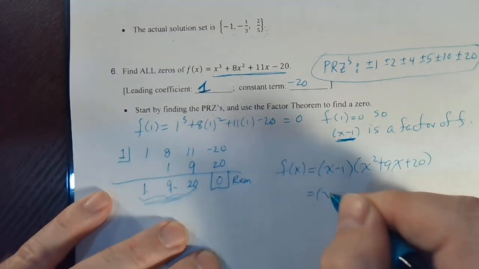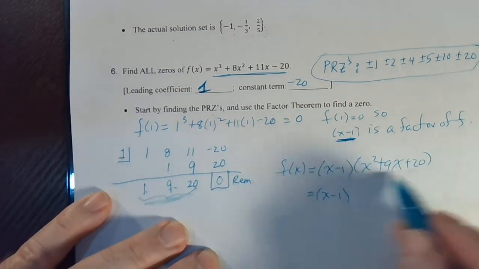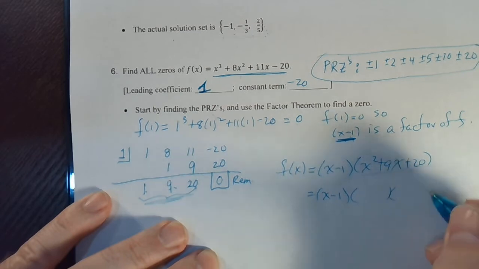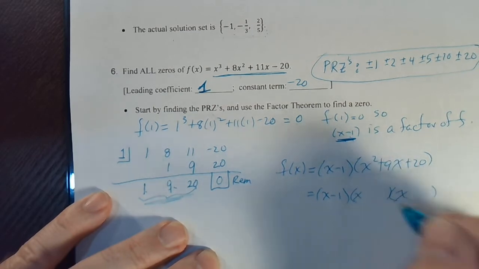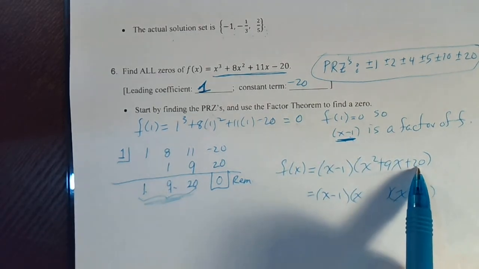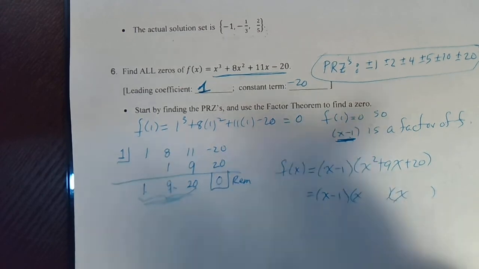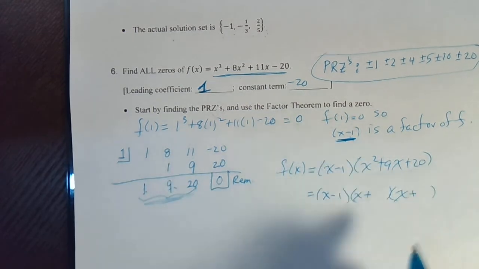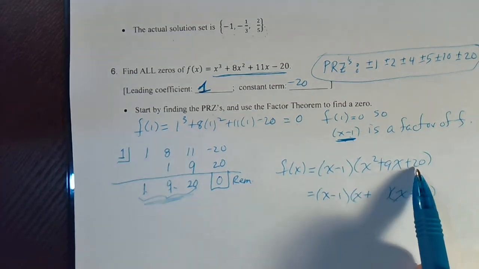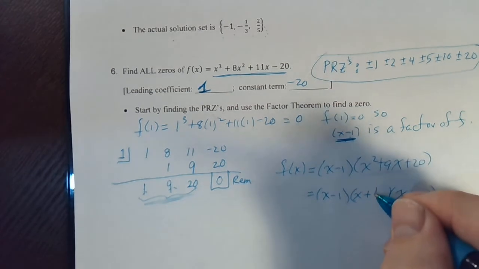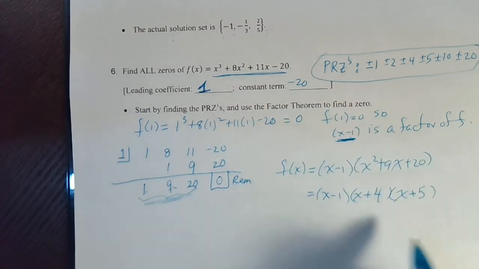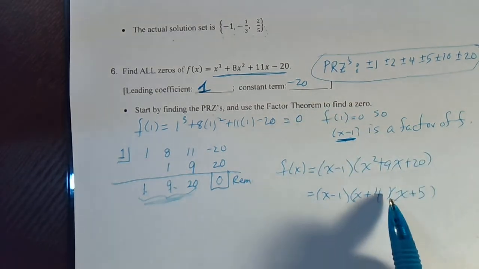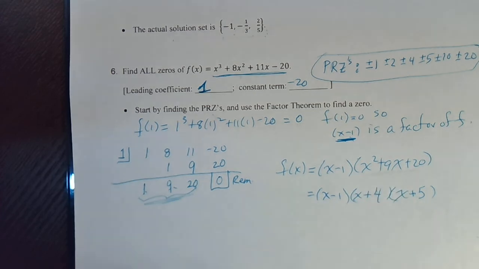That would be x minus 1. Now what's this going to be? x and x to get the x squared. Two numbers that multiply together to give me a positive 20 and add up to a positive, so it's going to be a plus and a plus. 10 and 2 won't work, but 4 and 5 will work. Right? 4 times 5 is 20, and 4 plus 5 is 9.